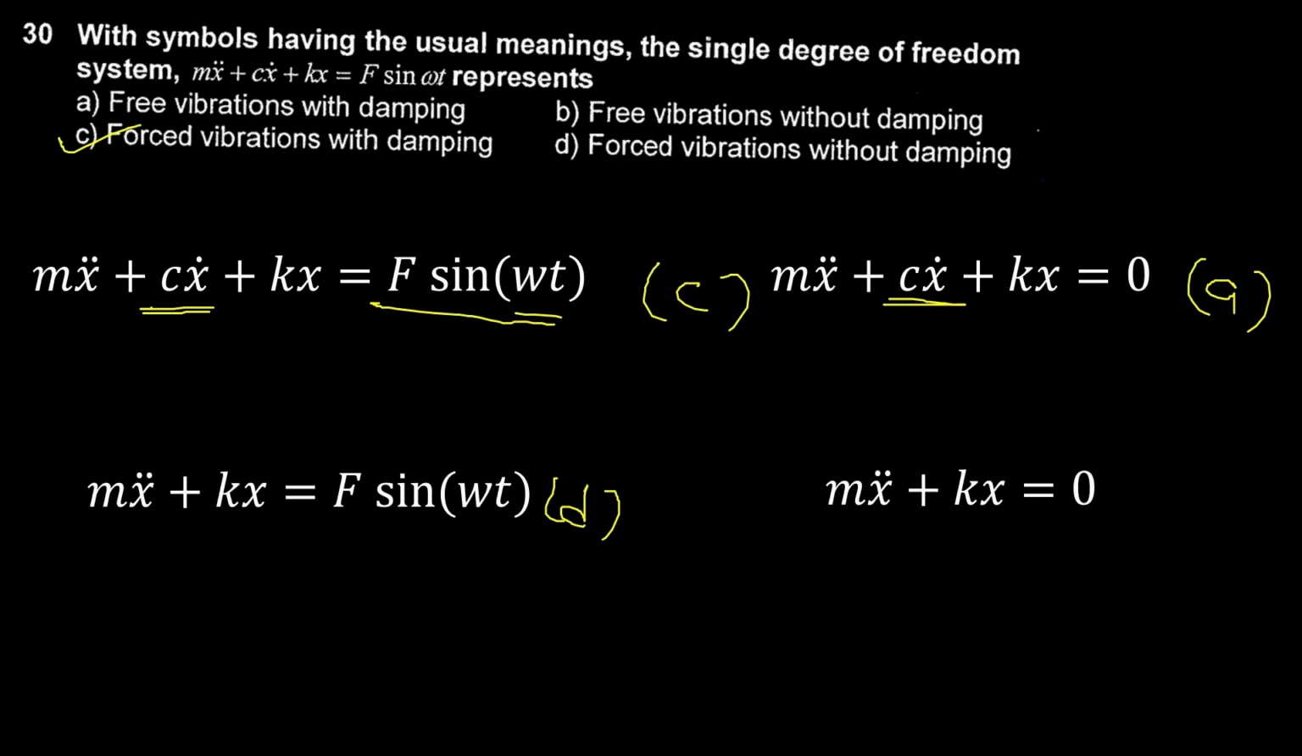Now let's see this equation. mx double dot plus kx equals 0. Here there is no external force term, so it is free vibration, and there is no damping term, so this is free vibration without damping. Free vibration without damping, that is option B. This equation represents option B.